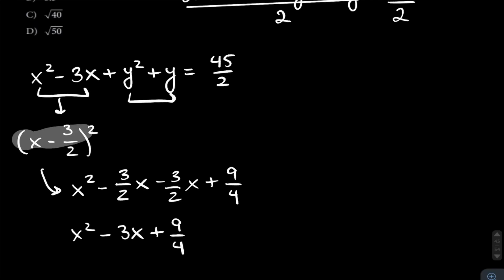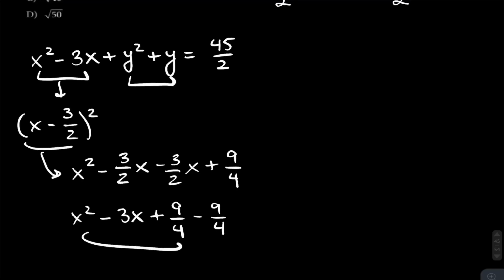So what we do to get this thing equal to this thing is we're going to need to get rid of that 9 over 4. And how can we do that? Well, we just subtract 9 over 4, right? And since this thing is this thing, we just end up putting that 9 over 4 outside.